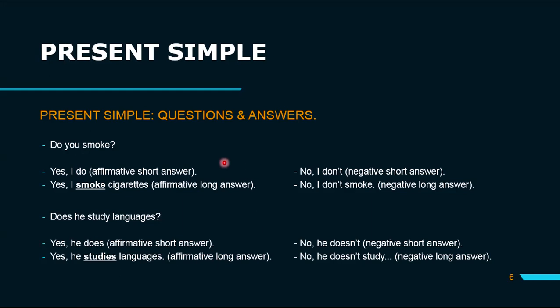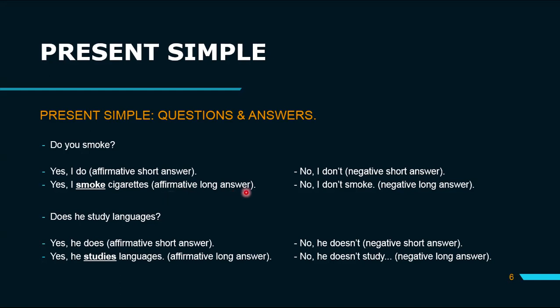Moving on, we have questions and answers. We already took the questions. Now, let's see the way you can answer the questions. Do you smoke? Yes, I do. Affirmative, short answer. No, I don't. Negative, short answer. Yes, I smoke cigarettes or another substance.